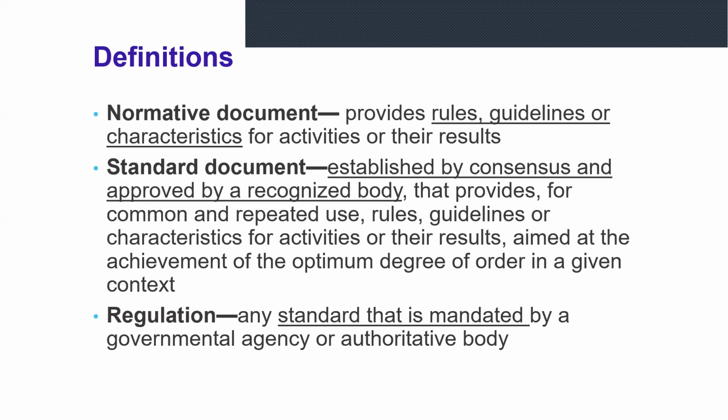Then a standard document is established by consensus and it's approved by a recognized body. So that is much more enforceable, let's put it that way. This provides a common and repeated use of rules and guidelines or characteristics for activities or their results aimed at achieving the optimum degree under a given context. So once a norm or a rule or a guideline becomes more widely used, then you can establish a consensus and have a standard document.